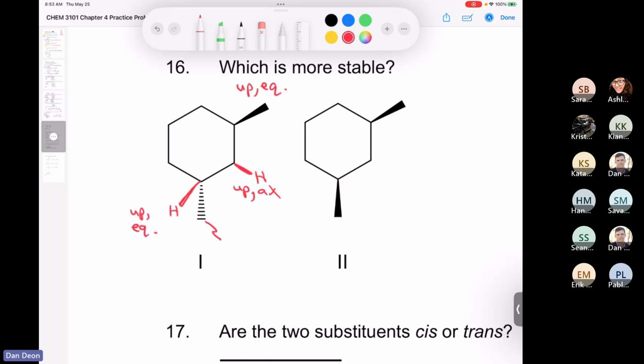So that means that this methyl is going to be going down and axial, right? So you have one group that's axial and one group that's equatorial. If we think of the next one, though, if this is up and equatorial, then this group again has to be up and axial. So this group is going to be up and what? Equatorial, right? So in the second one, it can exist in a conformation where both groups are equatorial. And so 2 is going to be the more stable of the 2.